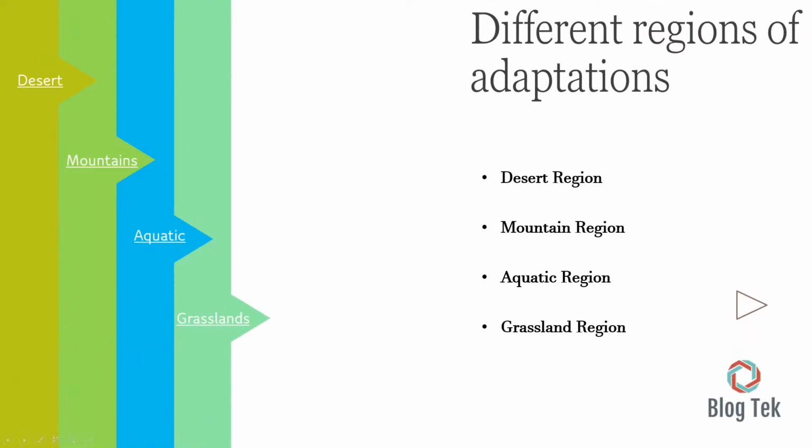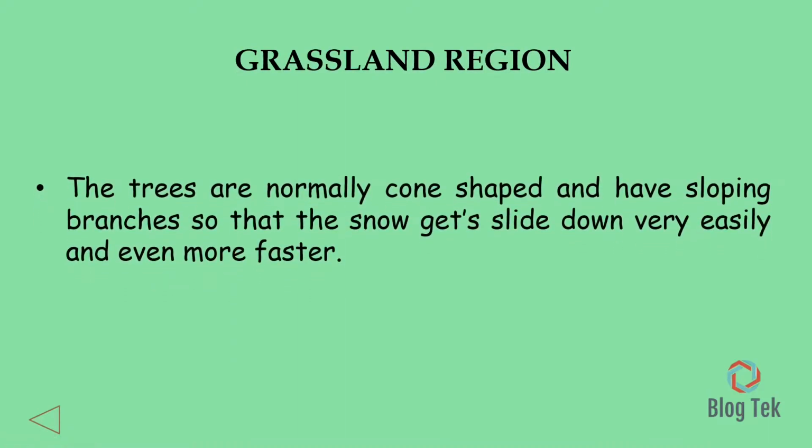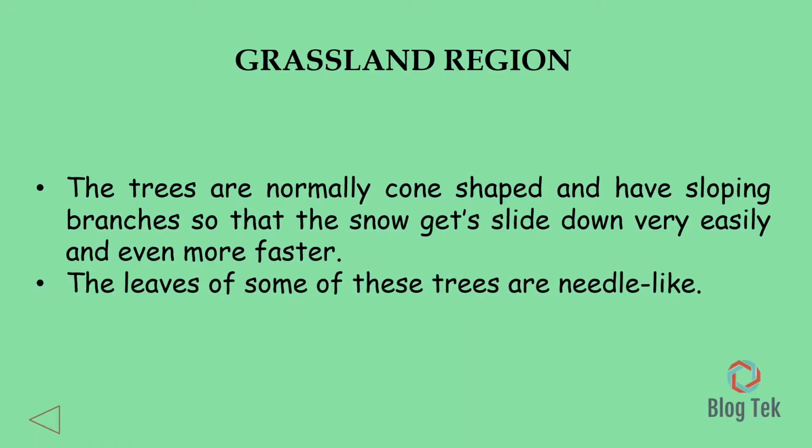So now that you know what the aquatic region is, let's move on to our last region. Our last but not the least region is grasslands. Grassland region. The trees here are mostly conical shaped. They have sloping branches that help snow, water, and whatever falls from the atmosphere slide down very easily and much faster. The leaves of some trees located over here are needle-like.